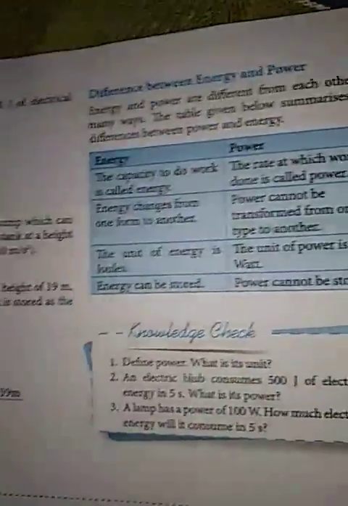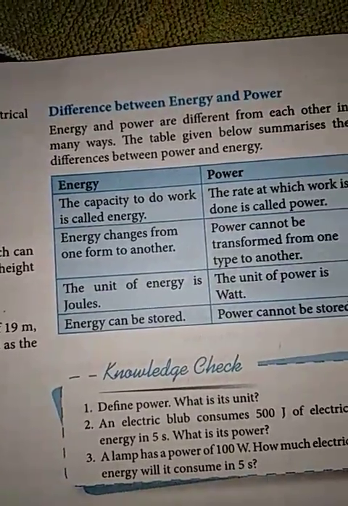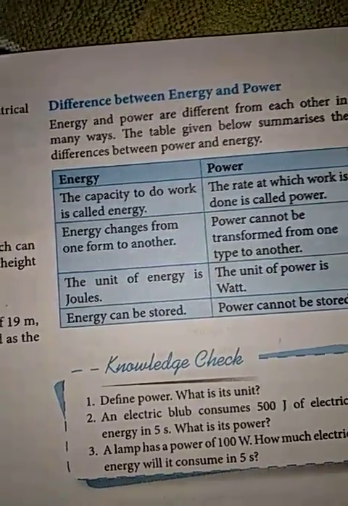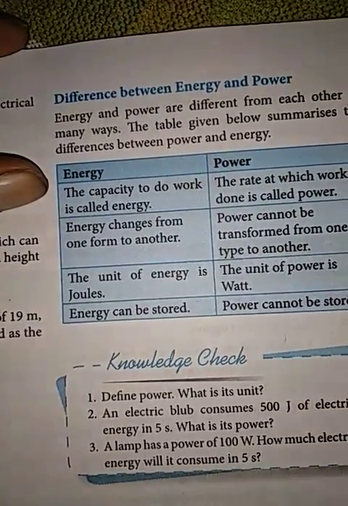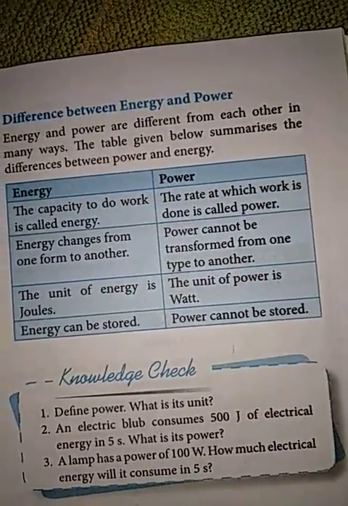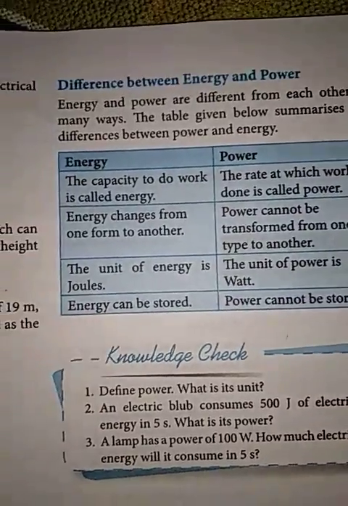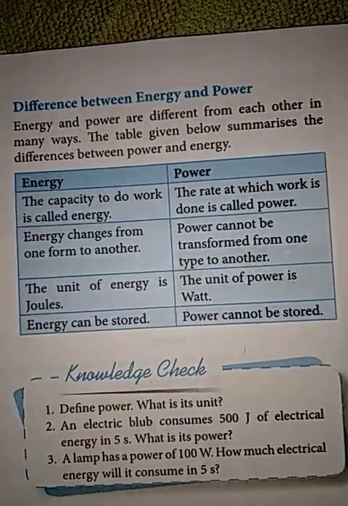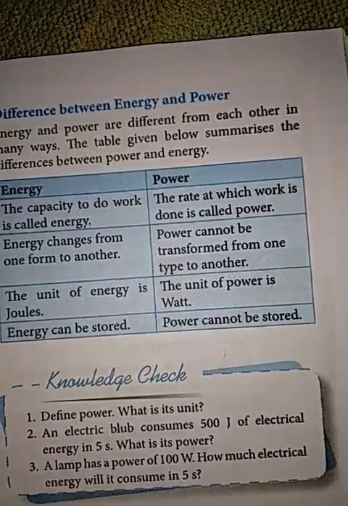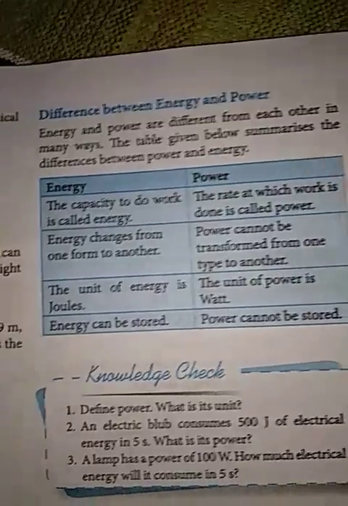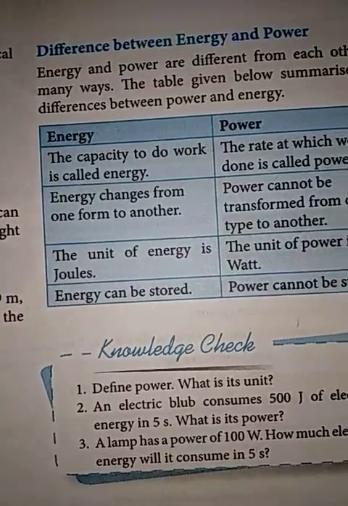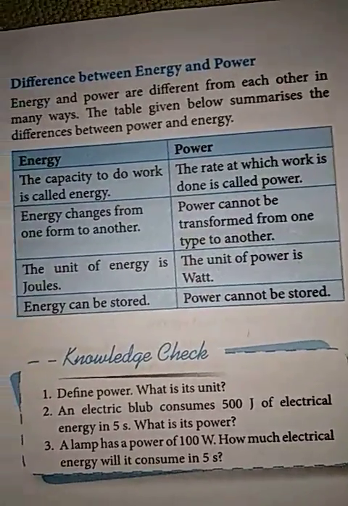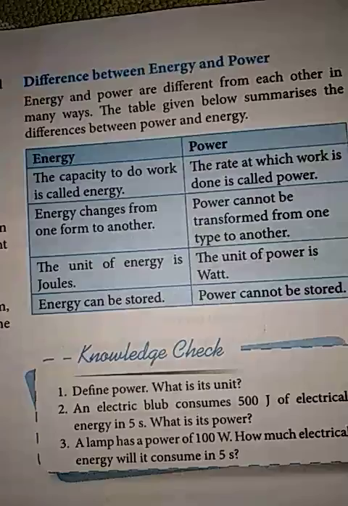Now the difference between energy and power. Energy and power are different from each other in many ways. The table given below summarizes the differences. The capacity of doing work is called energy. The rate at which work is done is called power. Energy changes from one form to another form. Power cannot transform from one type to another type. The unit of energy is joule. The unit of power is watt. Energy can be stored, power cannot be stored. These are the differences between energy and power.